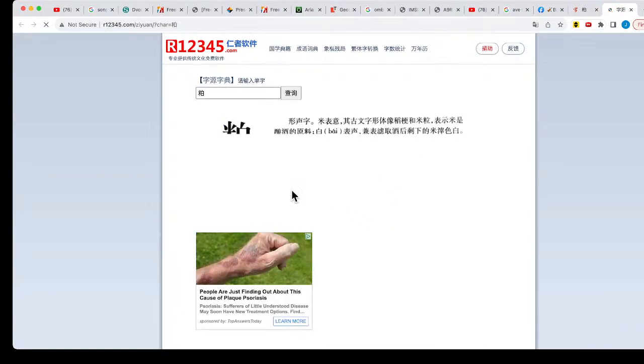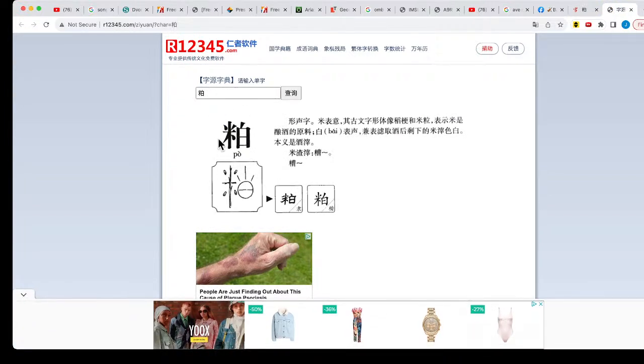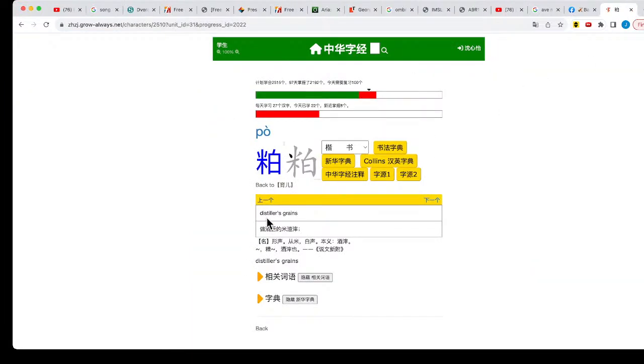And then, of course, there's a mi over there because there's rice. And then on the right-hand side is a bai, used to represent that the rice leftovers still are white in color, right? It still is white. And so that's why it uses this bai. This po means distillers grains. Okay, next one.